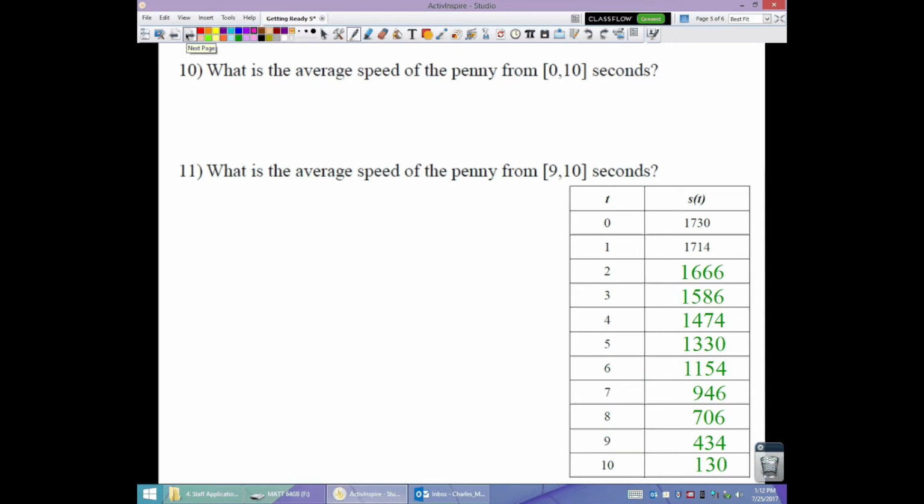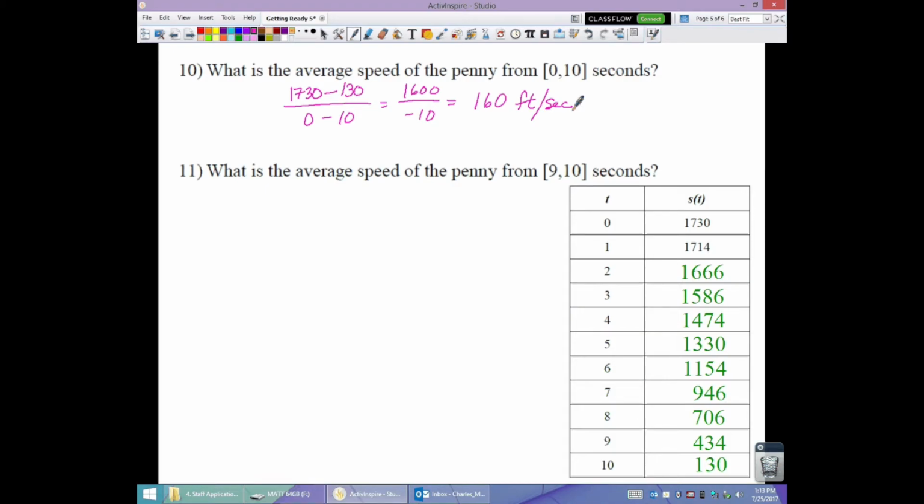So what's the average speed for the whole table from when I let go till 10 seconds later? Well, that means I started at 1730. After 10 seconds, it was 130 feet. Divide that by the time, which again, the negative is irrelevant to us. What's interesting or significant here is just that it took 10 seconds to get that far. So we averaged overall for this penny 160 feet per second throughout that table.